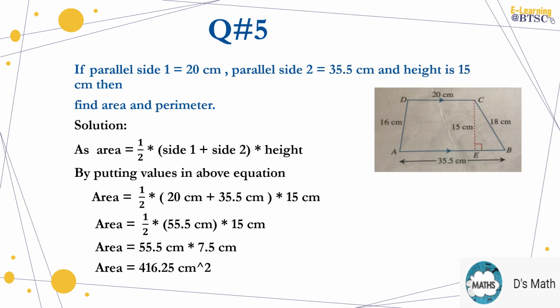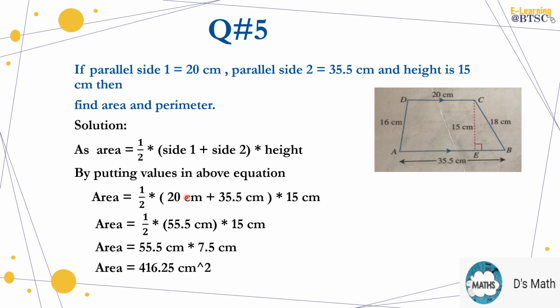Okay, if we focus on the figure, we can see that this figure is clearly about a trapezium. It is not a parallelogram because only one pair is parallel and the other pair is not parallel. So we will use the formula of area of the trapezium. This is the formula to calculate the area of a trapezium. What is the formula? Your formula is area is equals to half of the sum of the parallel sides into height, and we are given the length of side 1, that is 20 centimeter, the length of side 2, that is 35.5 centimeter, and we are also given the height, that is 15 centimeter.